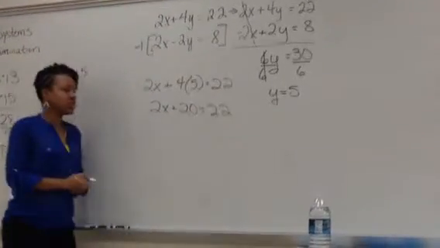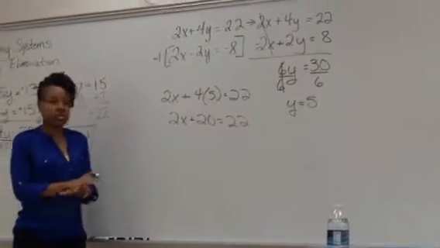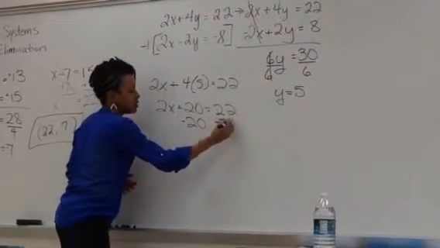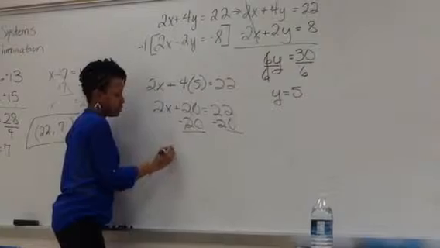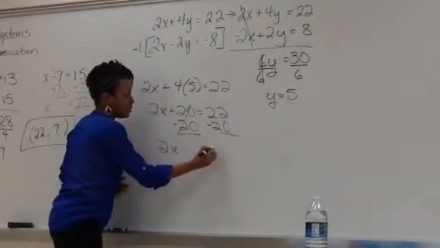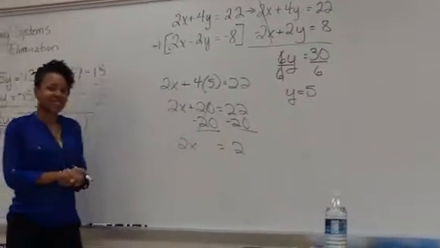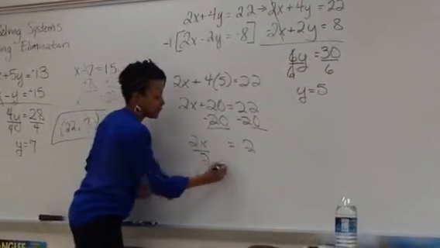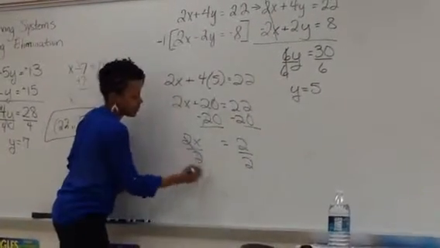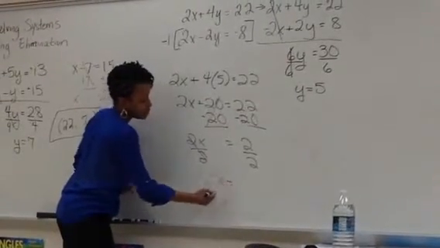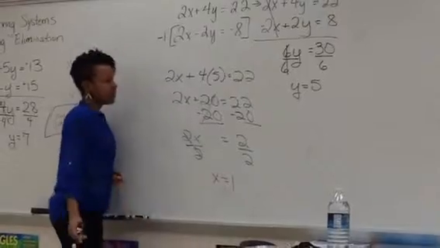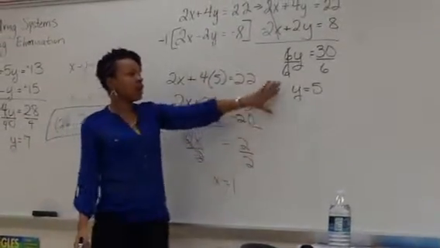And now we have a two-step equation. Minus 20 on both sides. Then what, Diana? Divide by 2. Okay. And we get? All right. So x equals 1, y equals 5.